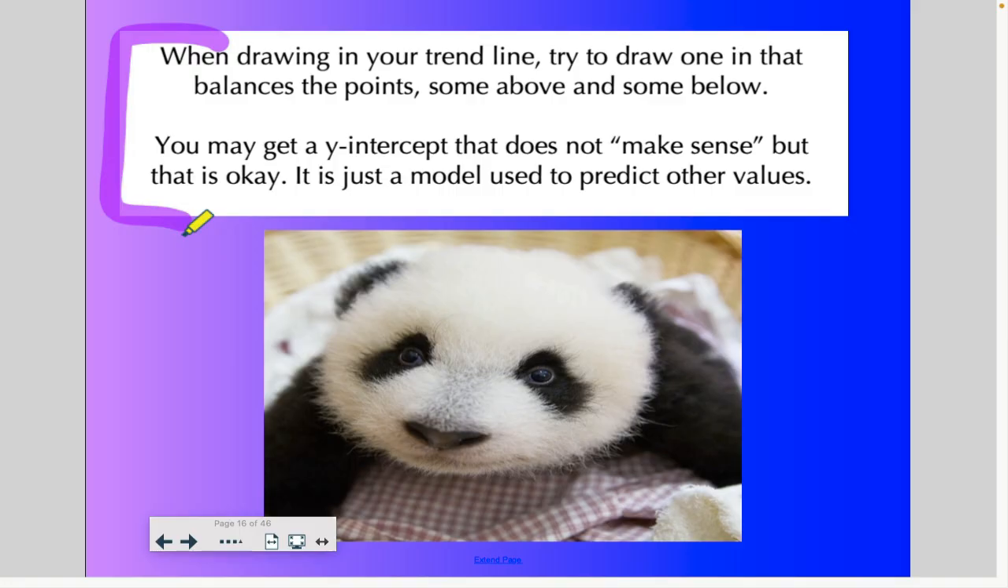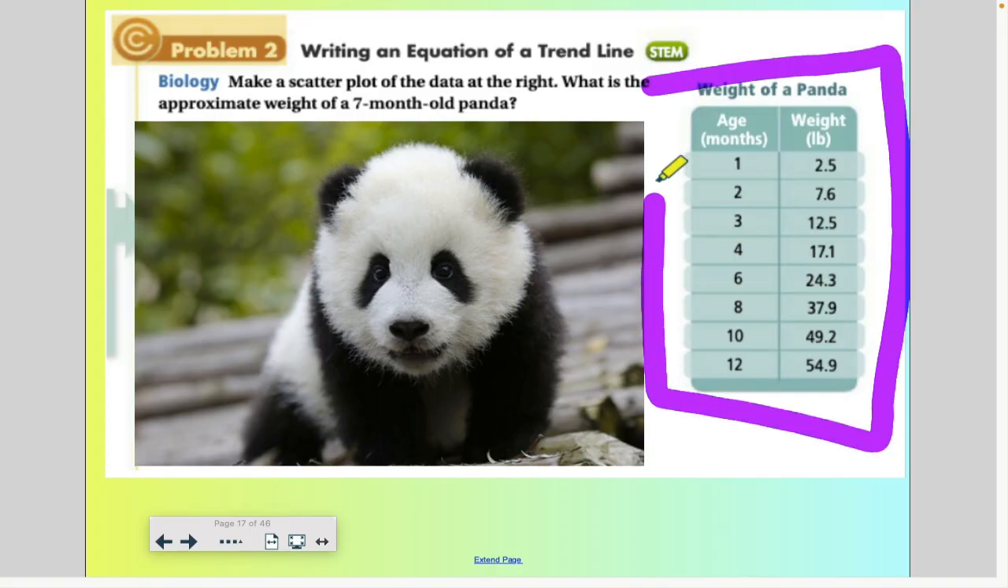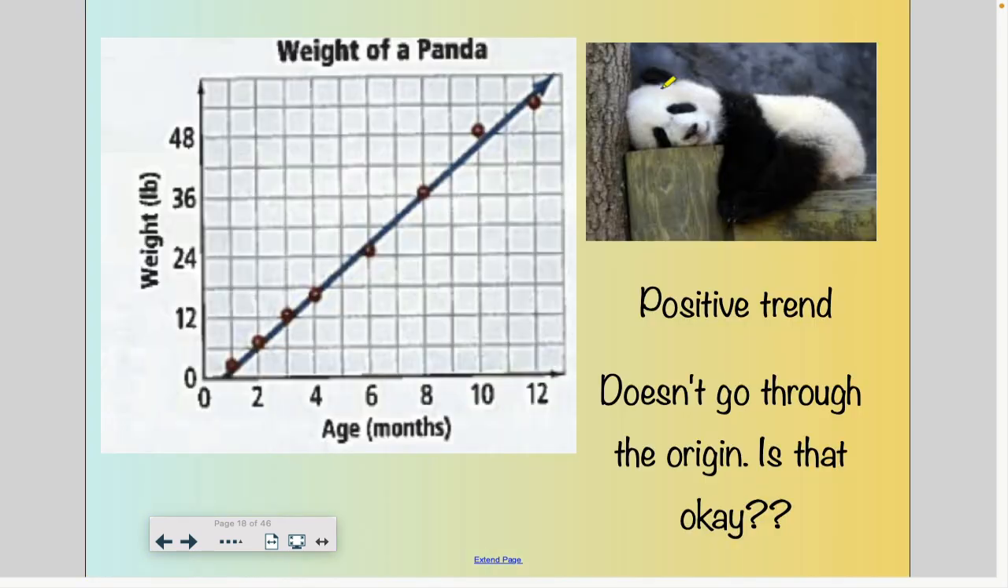It's just a model. Okay, so we're going to do kind of one more by hand, and then I'll show you how the calculator can do all this for you. But you have to know how to do it by hand as well. Let's look at the Panda data. We have age in months, weight in pounds. So they took all of those ordered pairs, they plotted them for you. Nice positive trend. As X goes up, Y goes up.